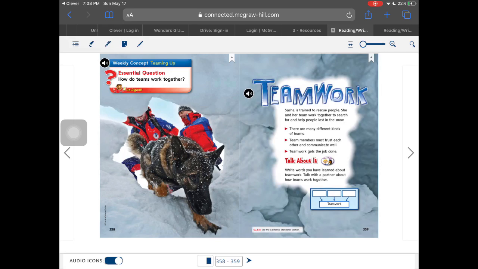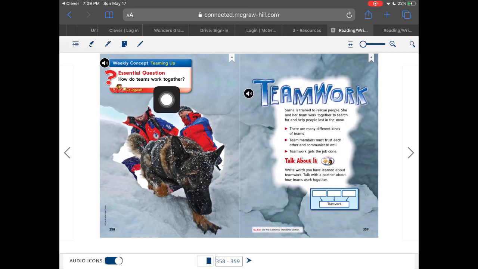All right, hopefully you have the book. And if you couldn't find it, we still have it right here. But I just think it's always kind of nice to actually have a real book in front of you to turn those pages. But we're going to take a look at pages 358 and 359. And we are starting up this new weekly concept of teaming up. And our central question is, how do teams work together?